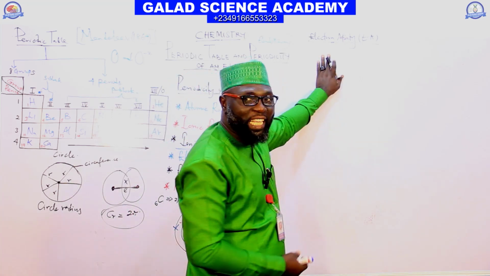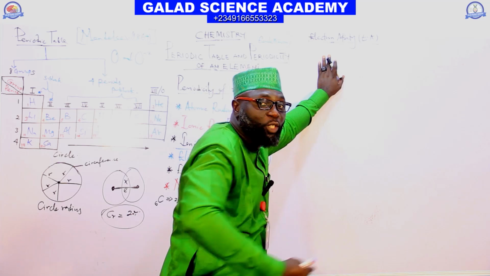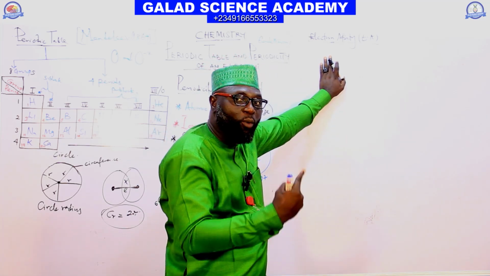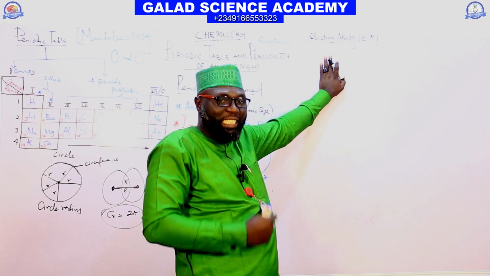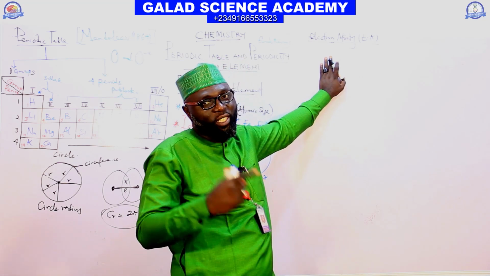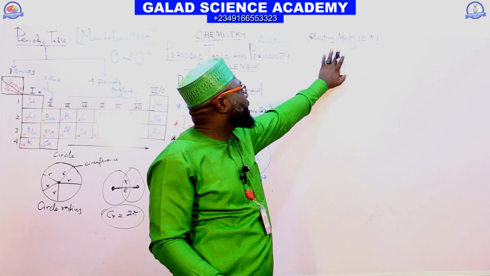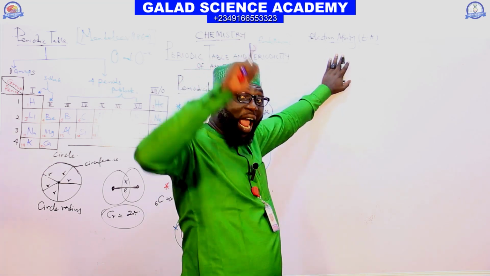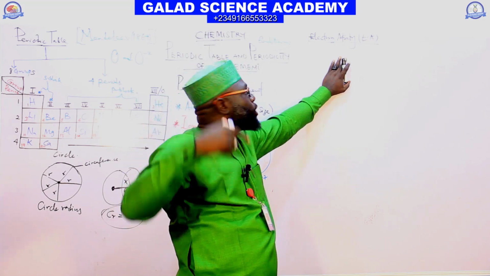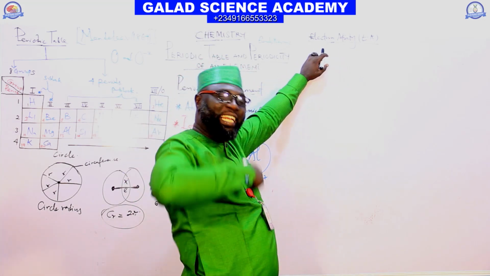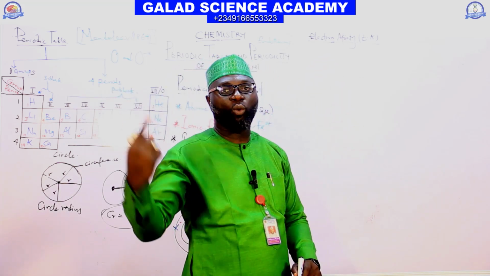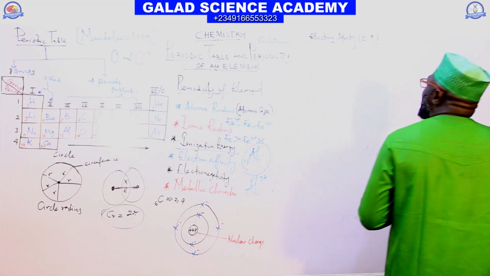Electron affinity is the energy that is liberated when one mole of electron is being added to a gaseous atom. This one is an exothermic reaction, whereas ionization energy is endothermic. So the energy that liberates when one mole of an electron is being added to a gaseous atom is called electron affinity.